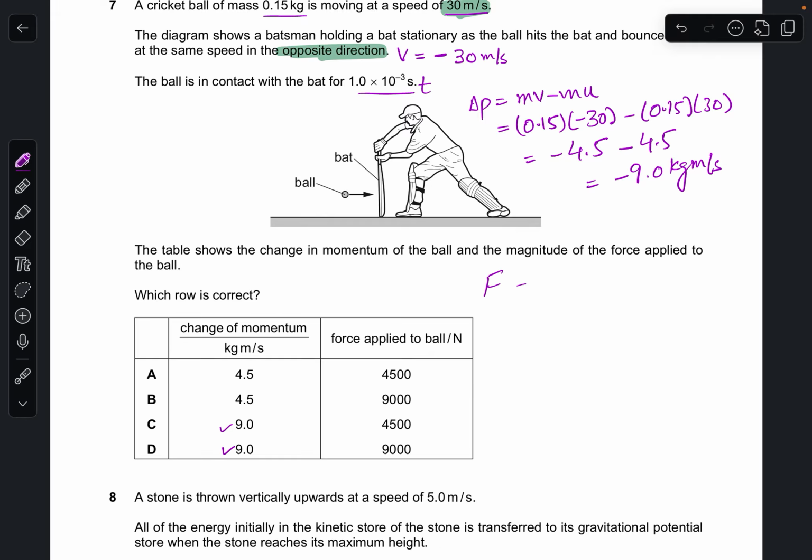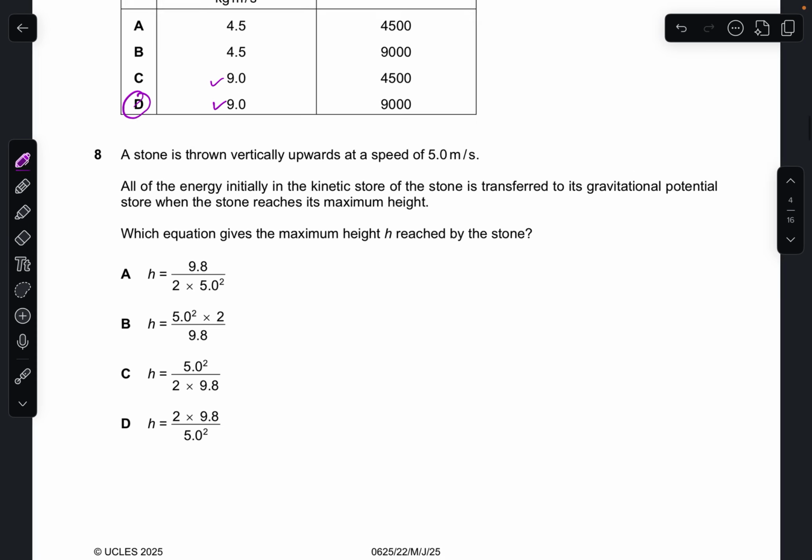We know force is the rate of change of momentum. Change of momentum is 9, time you have 1.0 × 10 raised to the power minus 3, so you will get 9,000. It's option D, that is correct. Moving to the next question.